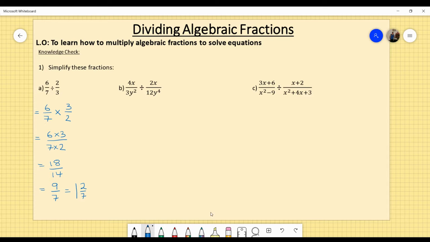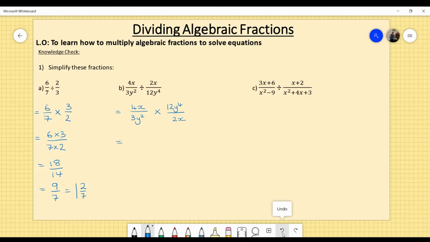Okay, if we then have a look at the second fraction, the same principles apply, even though it's got all that algebra in it. So I'm going to keep my first fraction the same, so 4x over 3y squared. I'm then going to flip my second fraction, so I've got 12y to the power of 4 over 2x. And I change my divide to a times.